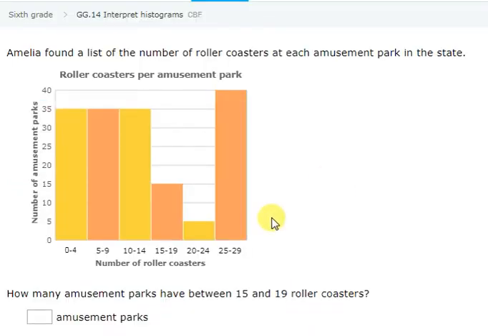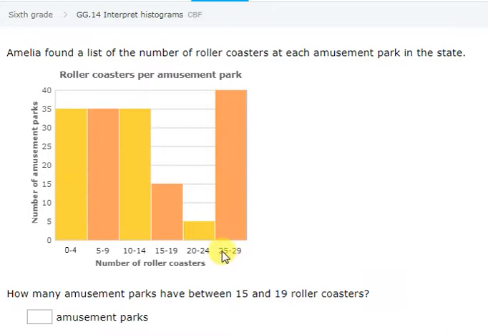Okay, the next question: how many amusement parks have between 15 and 19 roller coasters? There are a number of amusement parks and a number of roller coasters. So there are 35 parks where you will find 0 to 4 roller coasters, maybe 1 roller coaster or 2 roller coasters or 4 roller coasters. All of those parks will be counted in this bar.